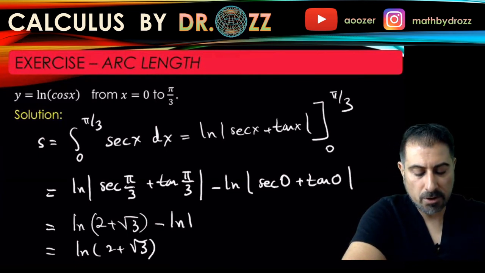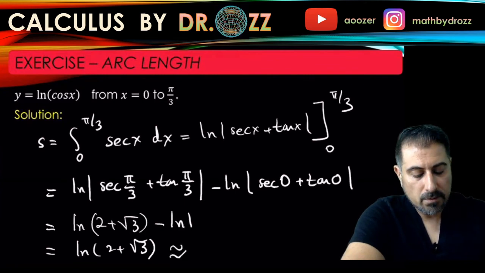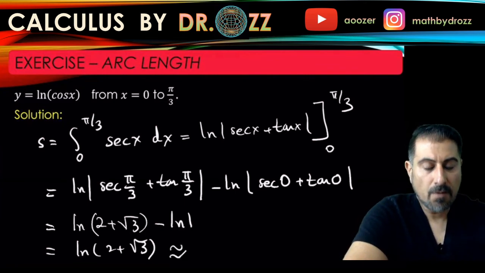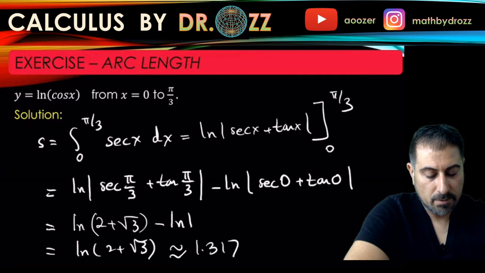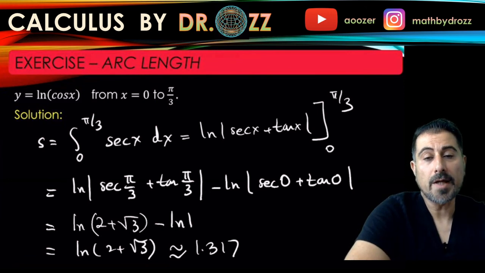Go ahead and punch in ln of 2 plus radical 3 to get approximately 1.317. So the arc length of the curve ln cosine x from 0 to pi over 3 is found to be approximately 1.317. Okay.